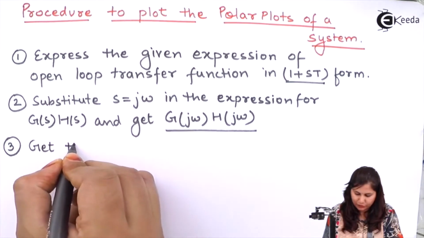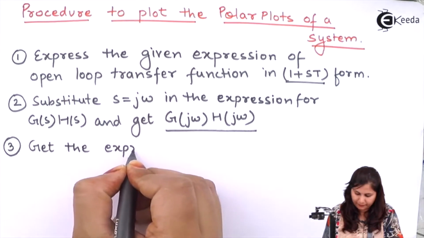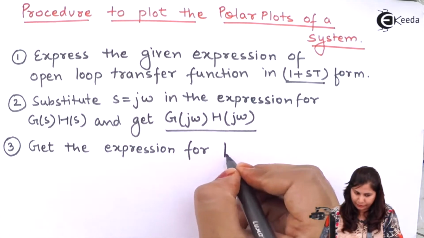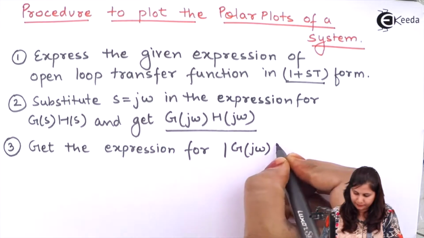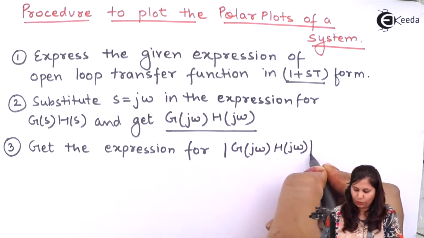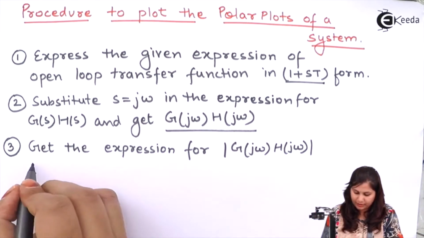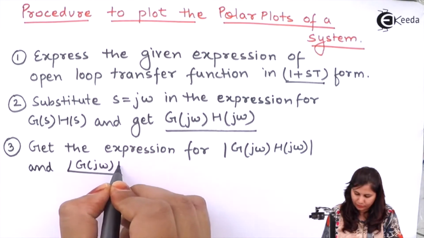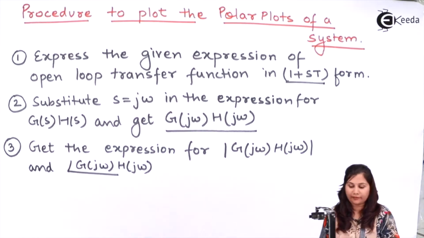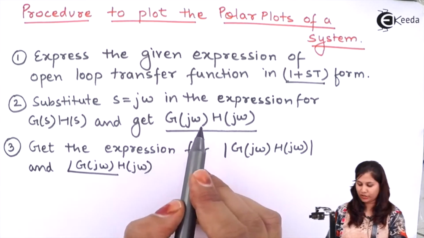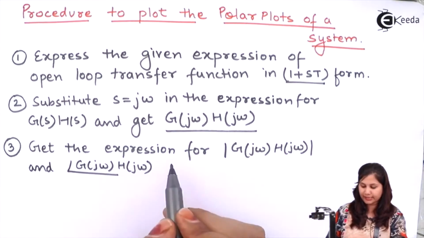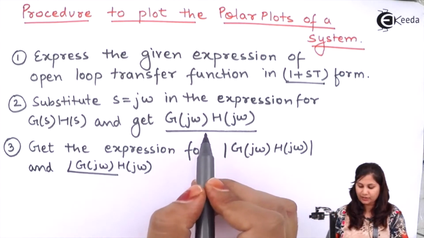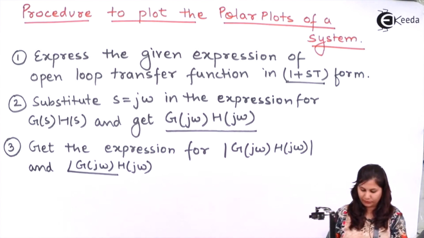Now the third step is to get the expression for the magnitude of G(j omega)H(j omega) and the phase angle of G(j omega)H(j omega). We have obtained G(j omega)H(j omega) in the second step. Then in the third step, get the expression for the magnitude and the phase angle of this G(j omega)H(j omega), that is the open loop transfer function.